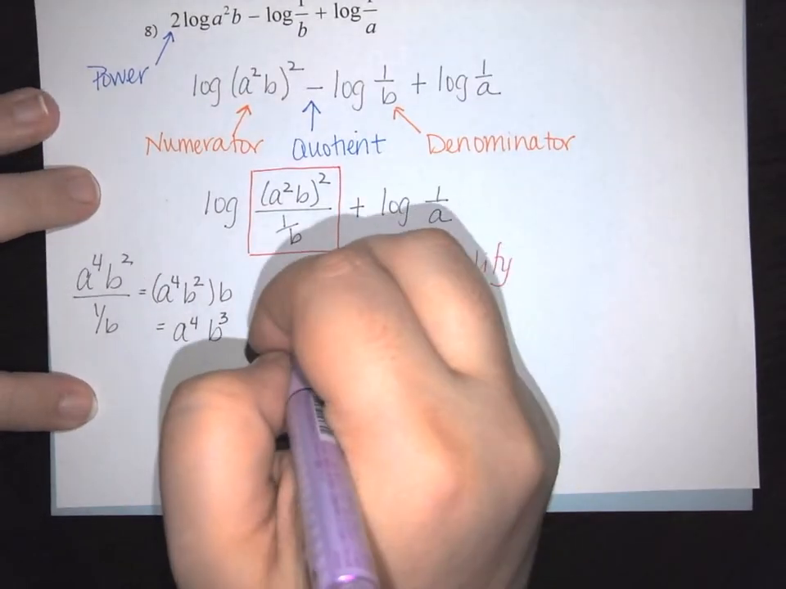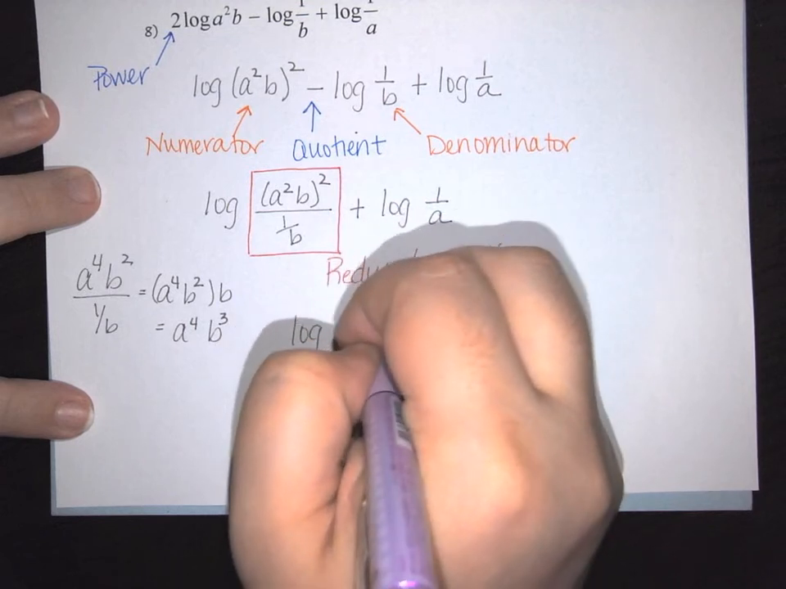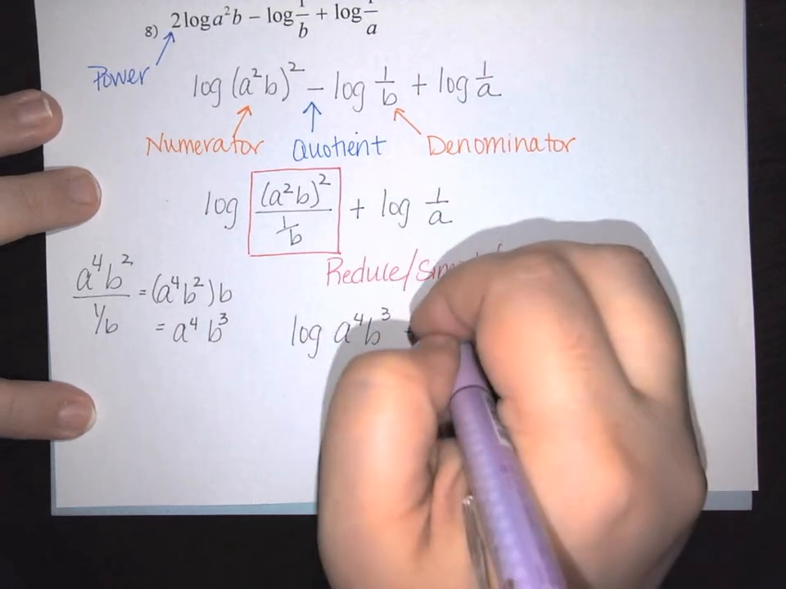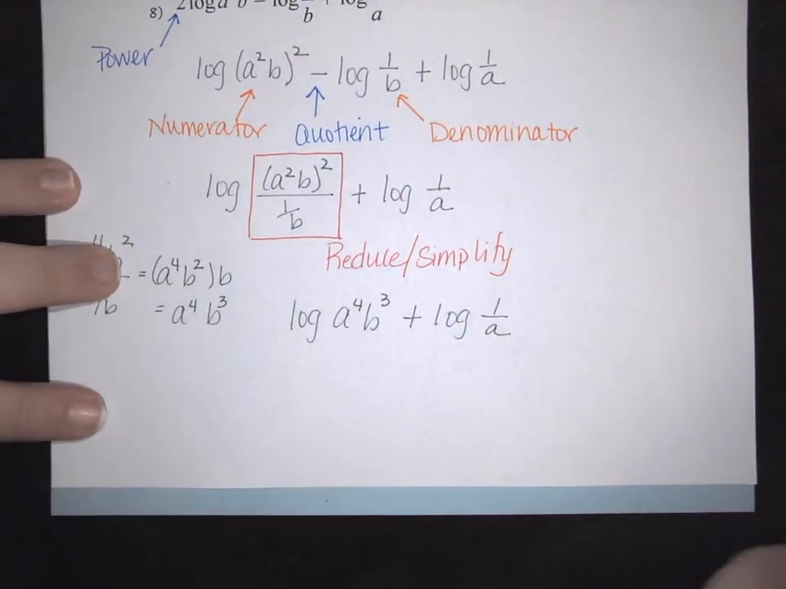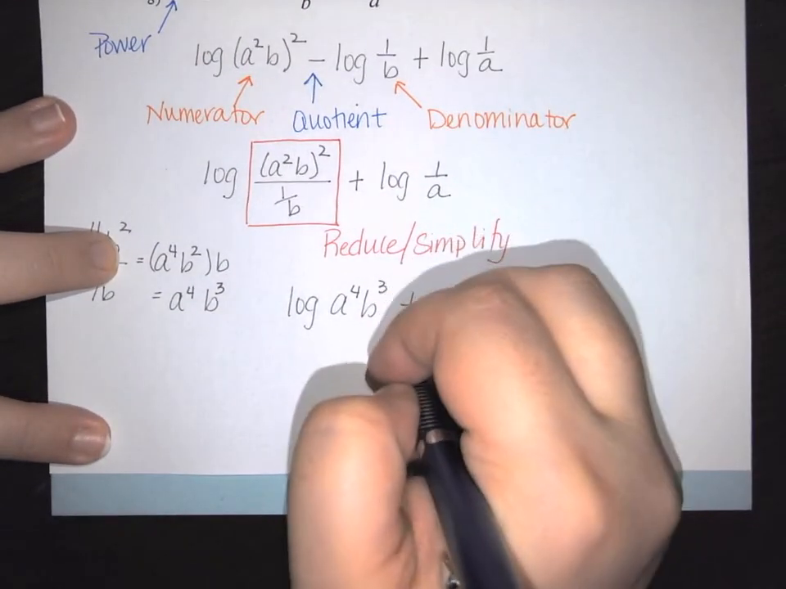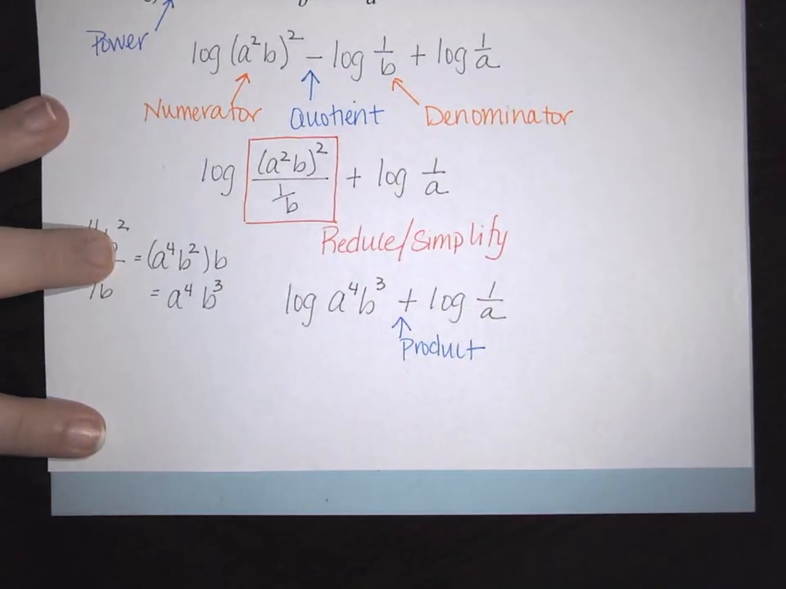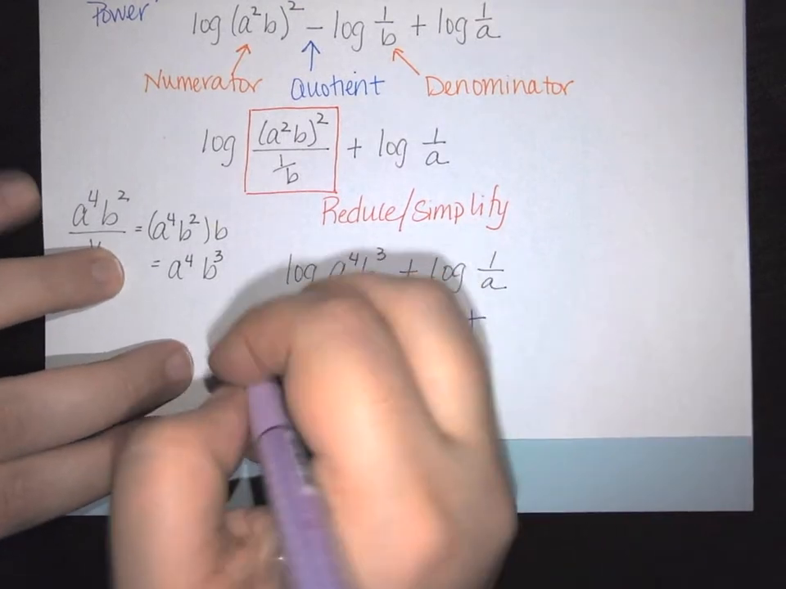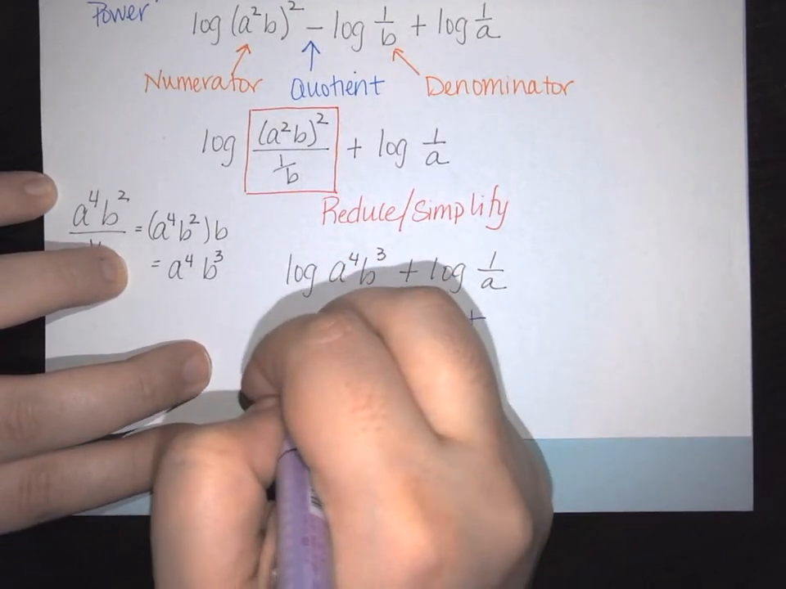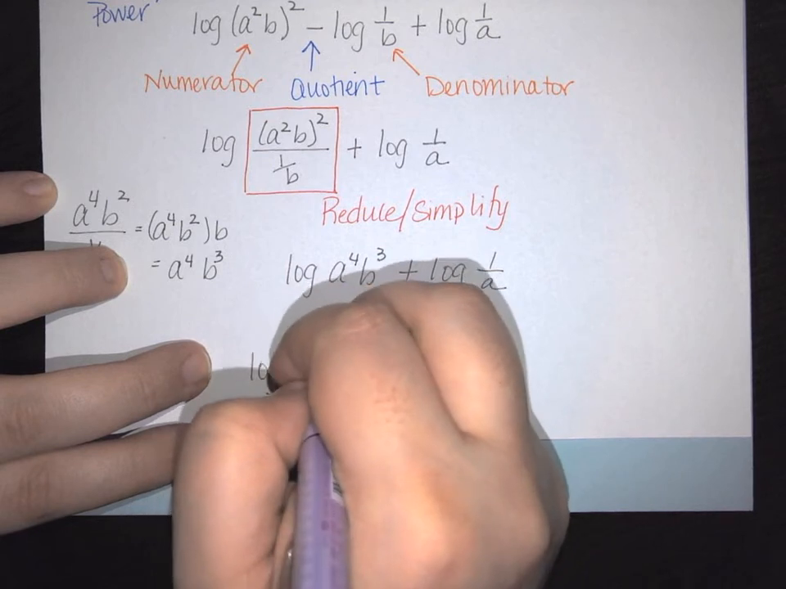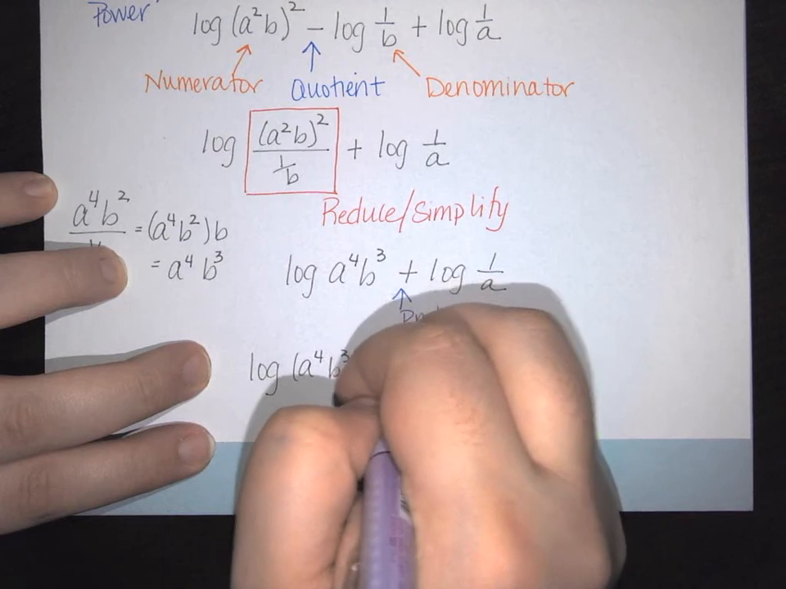And so here we're going to end up having the log of a to the fourth b cubed plus the log of 1 over a. Now we can go ahead and use the product. And so here the product says that we're going to have the log of a to the fourth b cubed, and we're going to multiply that by 1 over a.